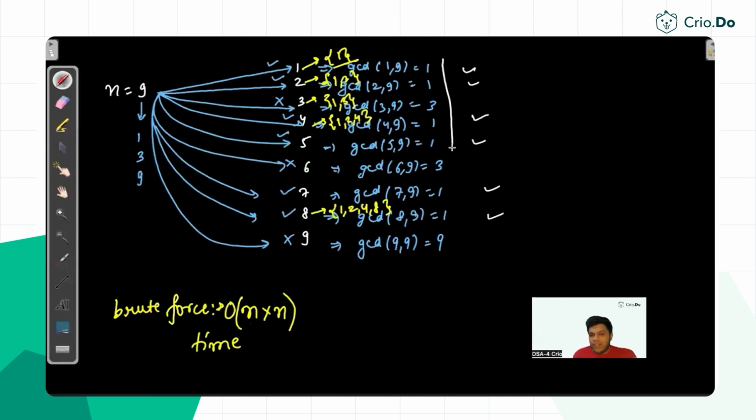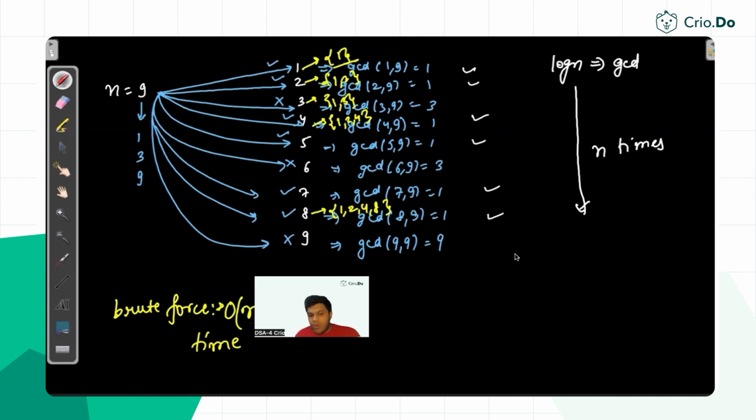We have to find GCD n times. That is GCD of 1, n, 2, n, 3, n, 4, n, up till n, n, provided that each GCD operation will take log n time. However, it will be log 1, log 2, log 3, and so on, but in general, you can assume the worst case as log n. For finding GCD one time, we are doing GCD n times. Overall time complexity of Euclid's algorithm, the optimized solution, is n times log n, which is better than brute force because brute force was n square. It is n log n.